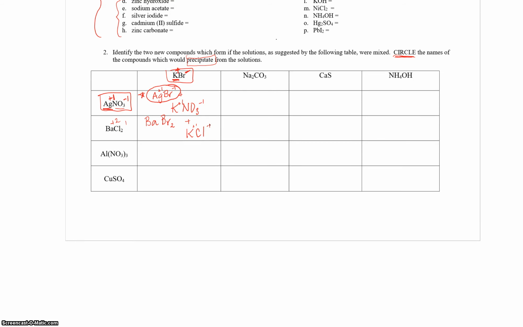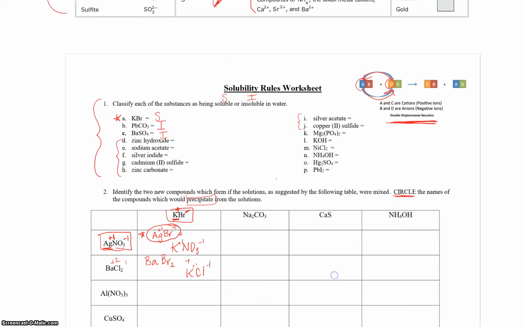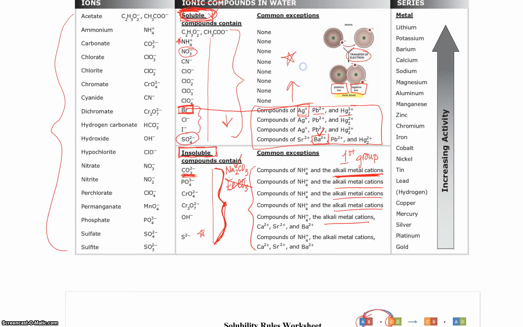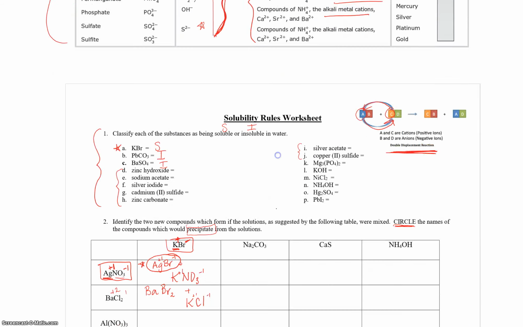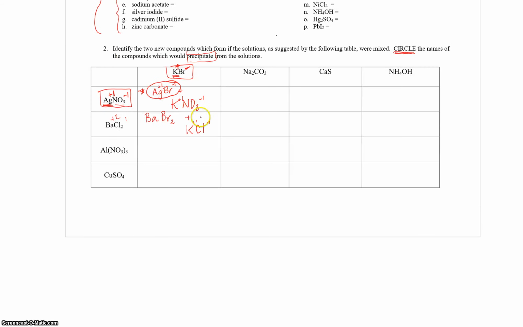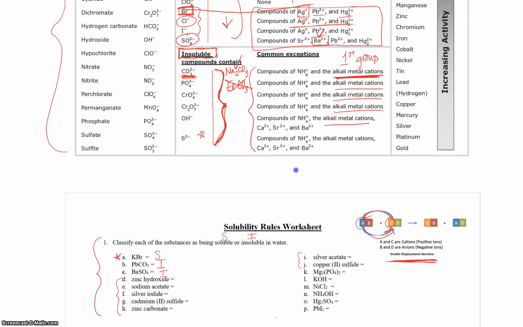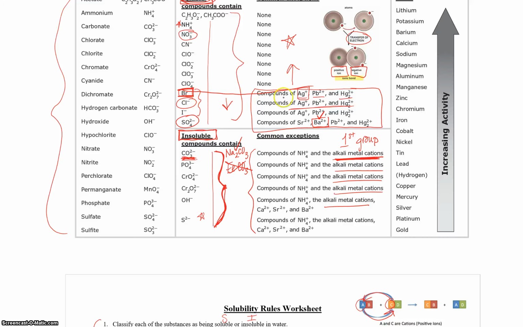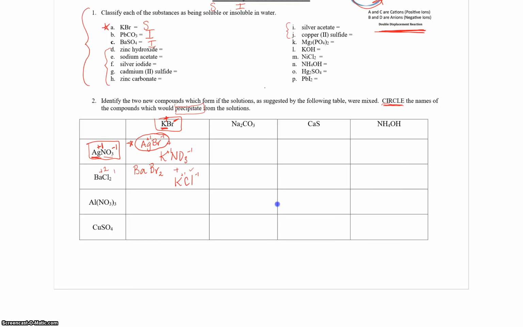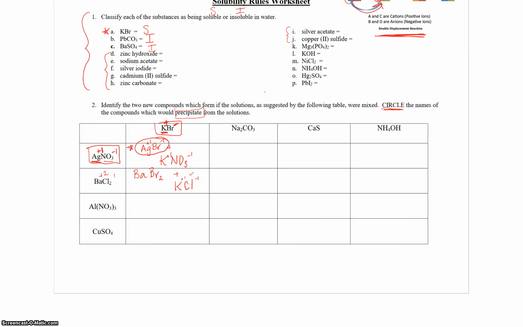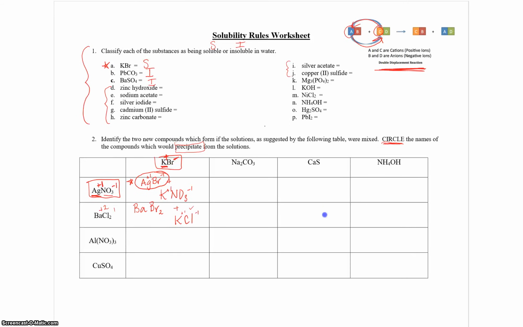Let's see if any of them are going to precipitate out. Potassium chloride, so let's look for chloride. Here's chloride. Potassium is not one of these exceptions, so that means it remains soluble. That one's not going to precipitate. Barium bromide. Here's bromide, and barium is not one of these, so both of those are going to stay in solution. They're not going to precipitate out, so you don't have to circle any of them.